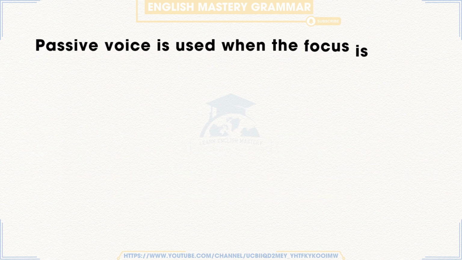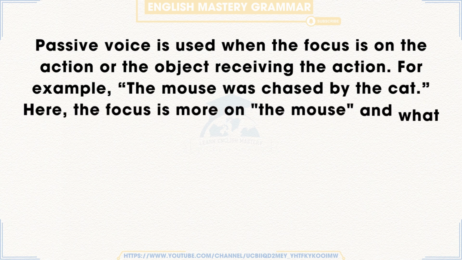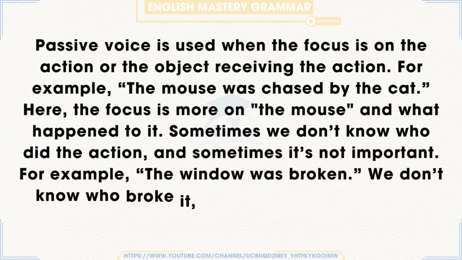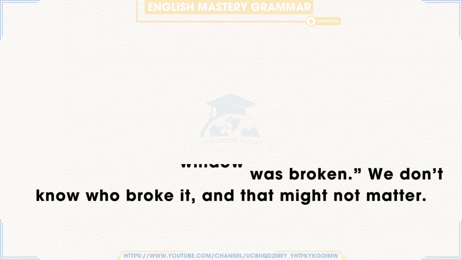Passive voice is used when the focus is on the action or the object receiving the action. For example, the mouse was chased by the cat. Here, the focus is more on the mouse and what happened to it. Sometimes we don't know who did the action, and sometimes it's not important. For example, the window was broken. We don't know who broke it, and that might not matter.